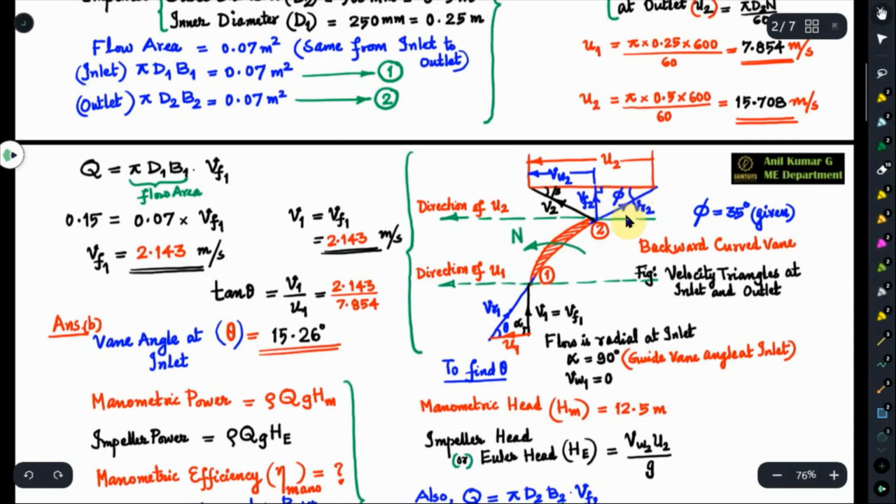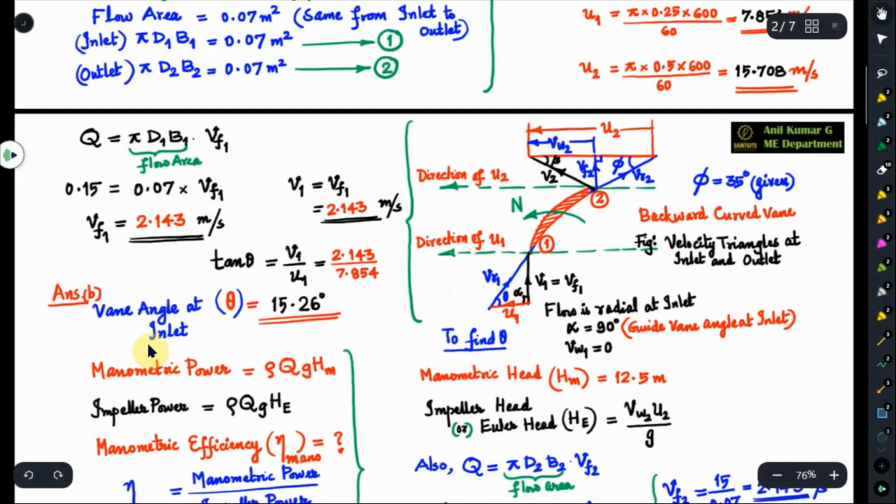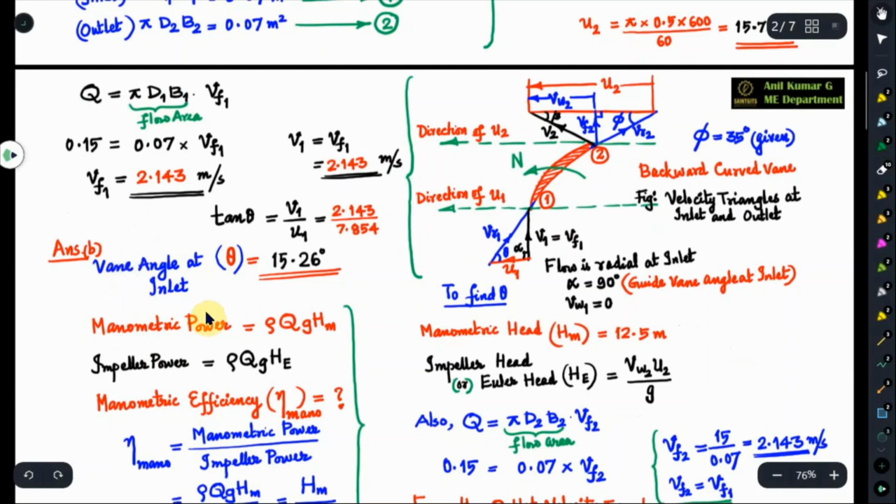And here one more important thing, since it is given that the vanes are bent back at 35 degrees at outlet, this is the case of backward curved vane. Here the velocity triangles are drawn by considering the vane to be backward curved, and here the direction of rotation is anti-clockwise direction. Direction of u1 and u2 have been represented here. So one part of the solution we got now, the vane angle at inlet.